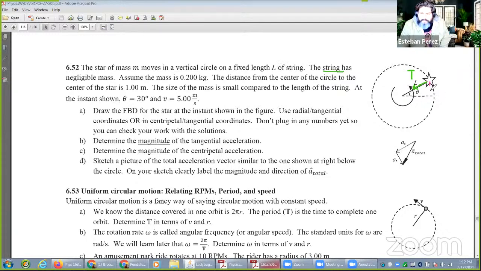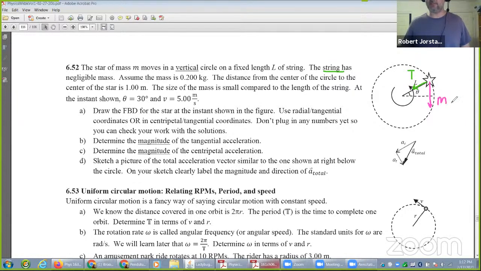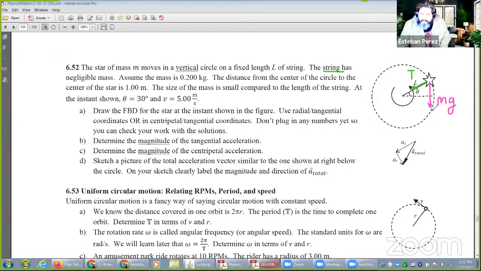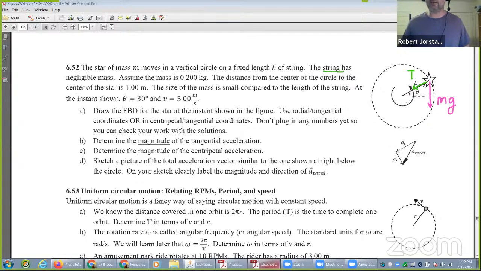Gravity. mg, straight down. And we see this is complicated. Already, it's ugly, right? Now, what about the normal force? Which way does the normal force point? There's no normal force. There isn't.